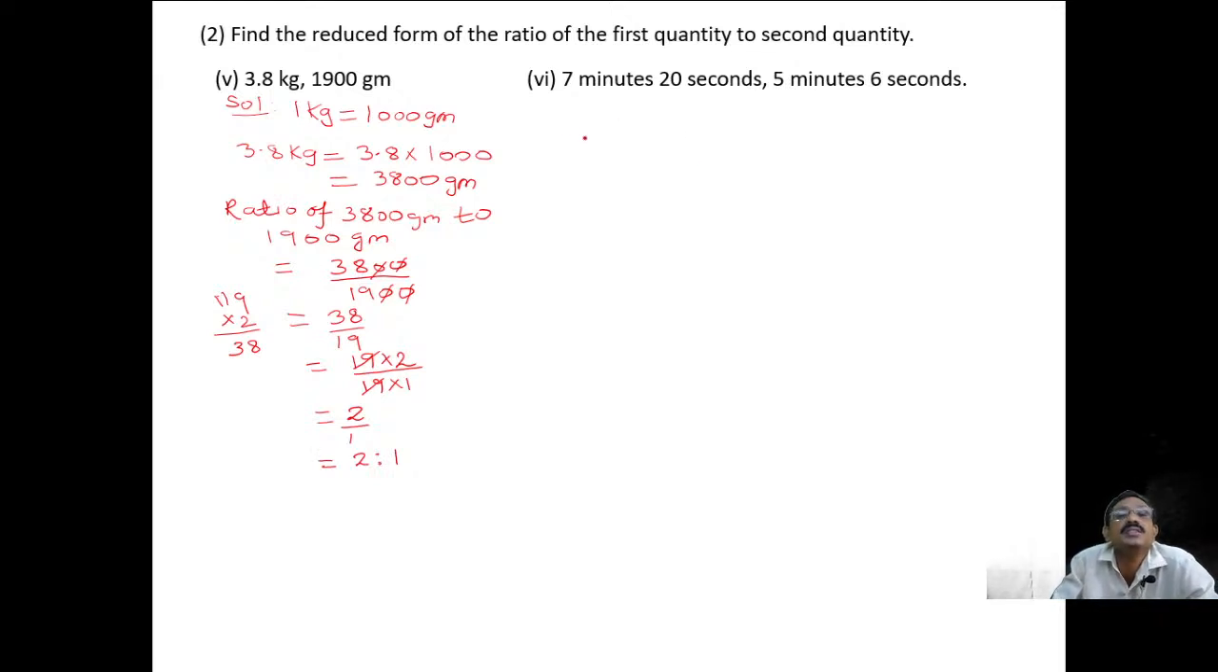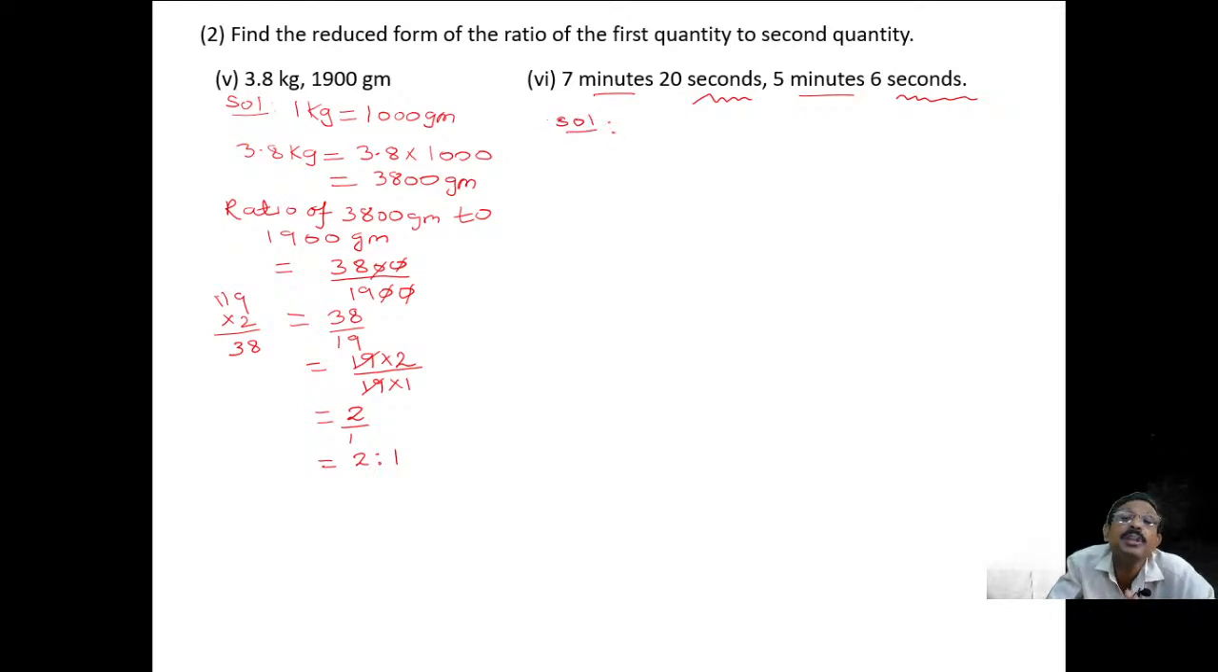What does the next sum tell us? If you see here, we have got 7 minutes 20 seconds and 5 minutes 6 seconds. So this is minutes, this is also minutes, and this is seconds and this is seconds. So minutes and seconds. Here what is important for us is the conversion part. Now you convert this into the lowest quantity, that is nothing but the seconds. If we convert it into seconds, we can easily reduce the ratio, that is the first quantity to the second quantity. So let us start this solution.